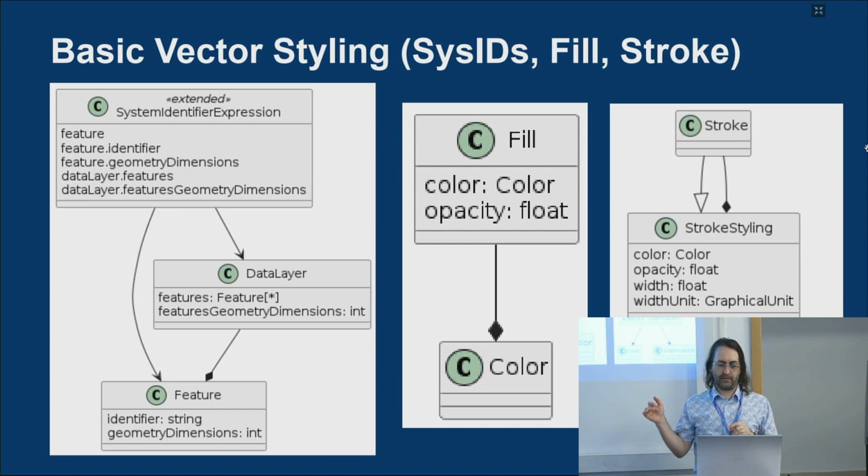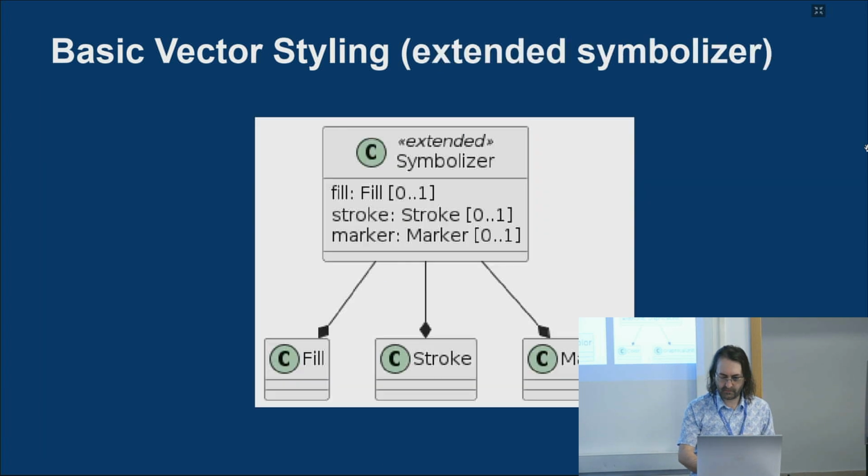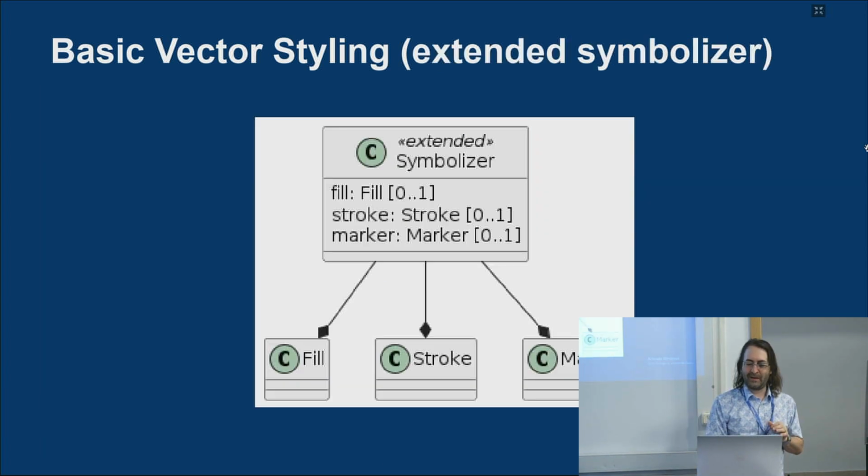Then we add, I'm missing one thing, I skipped this slide. So this slide here is basically, in a symbolizer, this adds three properties: the fill, the stroke, and the marker.